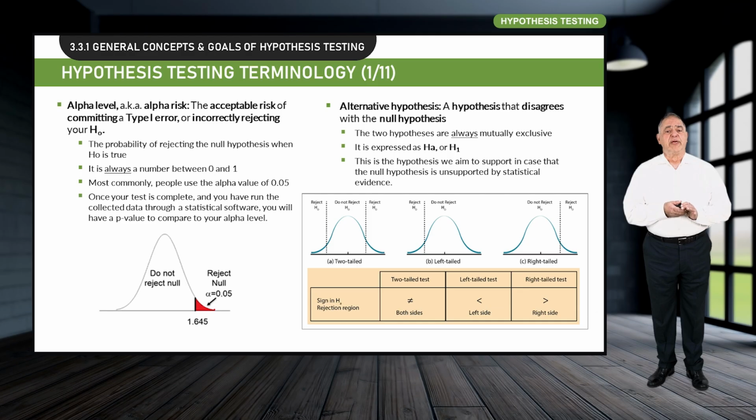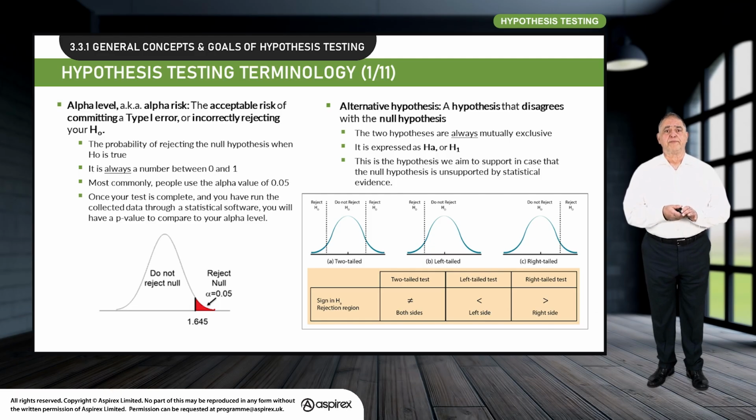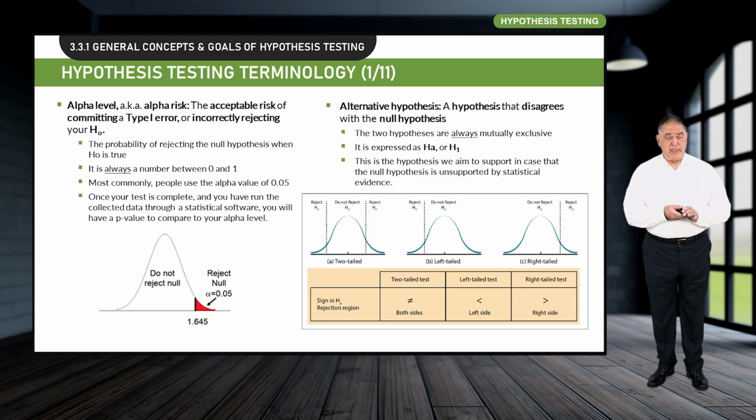What is an alternative hypothesis? Well, this is one that disagrees, quote unquote, with the null hypothesis. This is known as the alternative hypothesis. And in the majority of cases, this is the one that we as researchers, as Lean Six Sigma practitioners, are aiming to support, in case that obviously the null hypothesis is not supported by statistical evidence.